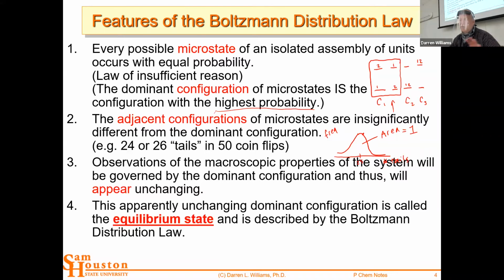And so this apparently unchanging dominant configuration is what we mean by the equilibrium state. And because it's described by the Boltzmann distribution law, if it's a Boltzmann distribution, it's at equilibrium. They are synonymous. And so we use this Boltzmann distribution law to determine if something is at equilibrium. Now we can tell, like spectroscopically and so on, if the system appears unchanging. But if we actually get down into the energy levels and the population of the energy levels, if it matches the Boltzmann distribution law, by definition, it's at equilibrium. It's at thermal equilibrium.